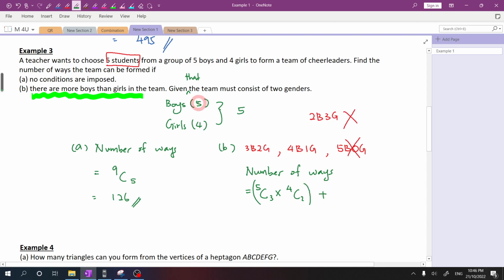4 boys. So 5C4 times 4C1. Okay, so just press your calculator. 5C3 times 4C2 will give you 60. 5C4 times 4C1 will give you 20. So total we have 80 ways.